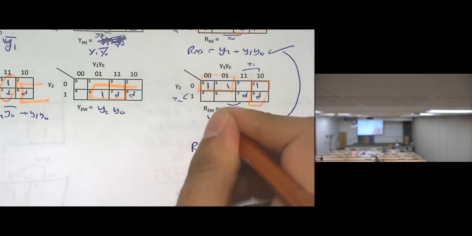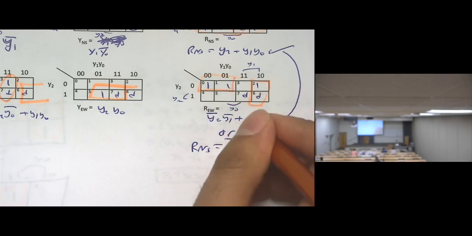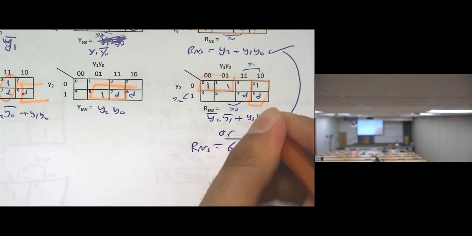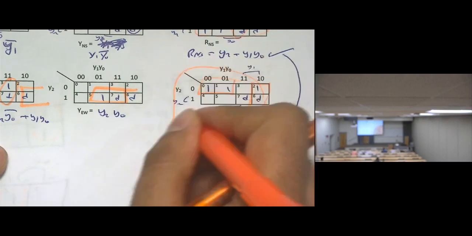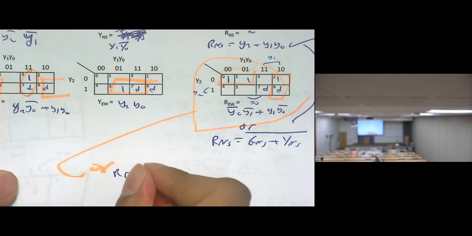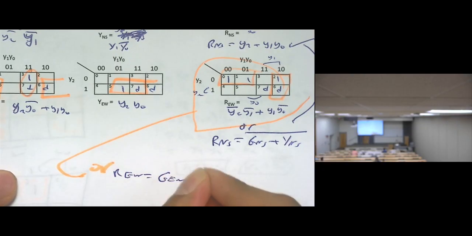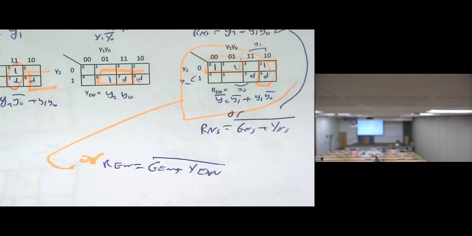Y2 bar times Y1 bar plus Y1 Y0 bar, right? Or we can say red east-west is actually the green east-west plus yellow east-west, all bar, because it should work when they are the opposites. Okay? So what should we do then?